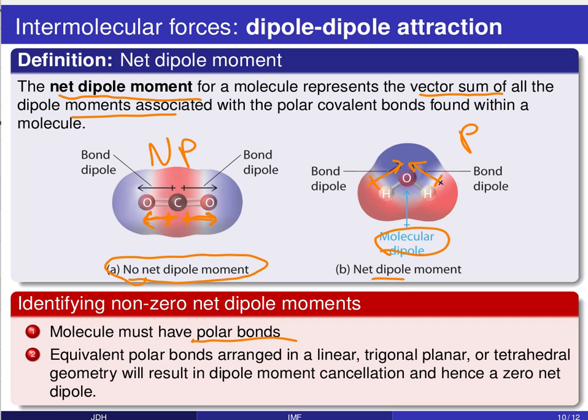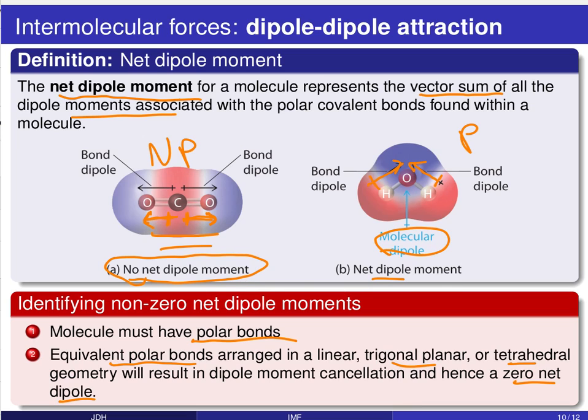And so we found that if you have equivalent polar bonds and they're arranged in a linear configuration as you see here, trigonal planar, or tetrahedral geometry, then the result will be a cancellation of the dipole moments, okay? And hence, a zero net dipole, so in other words, a nonpolar molecule. Okay, so that ends our little recap here.